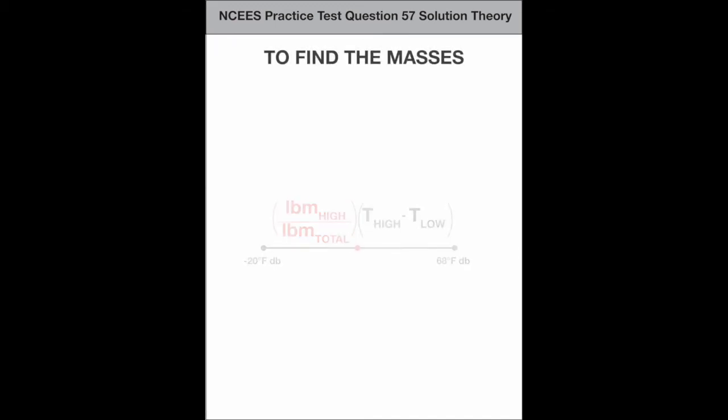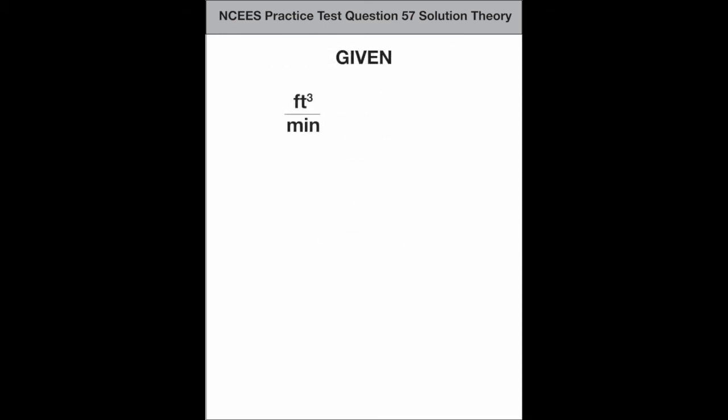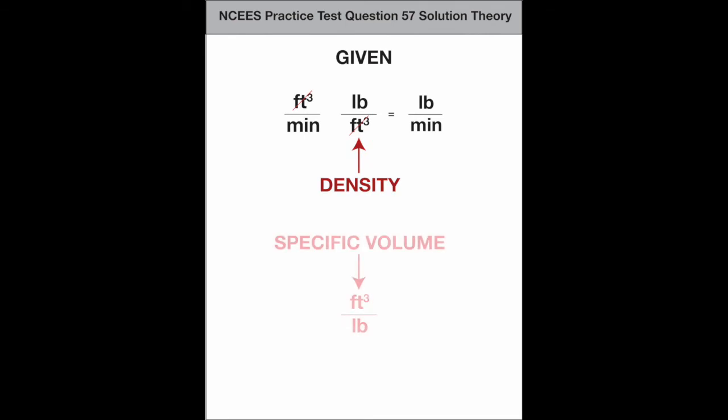To find the masses of the two airstreams, you must connect the size of the airstreams to the weight of the airstreams. You're given the size in cubic feet per minute. You'll need a unit of pounds per cubic feet to determine the weight of the airstream. Pounds per cubic feet is density. Specific volume is the reciprocal of density.